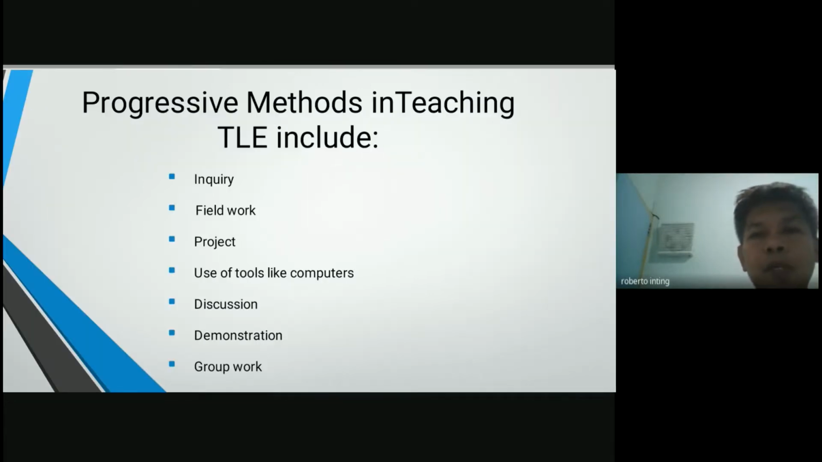Okay. The progressive methods in teaching clearly include inquiry, fieldwork, project, use of tools like computers, discussion, demonstration, and group work. The inquiry method is a student-centered method of education focused on asking questions.